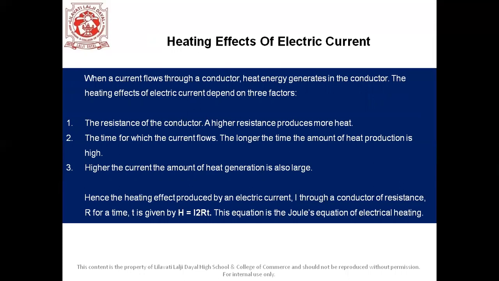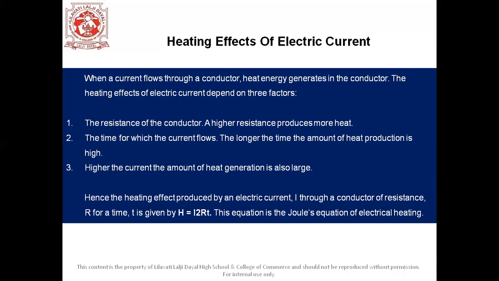The heating effect of the electric current, students, depends on 3 factors. First, the resistance of the conductor. That is, the higher resistance will always produce more heat. Second, the time for which the current flows. The longer the time, the higher is the heat production. Third, the higher the current, the amount of heat generation is also larger.